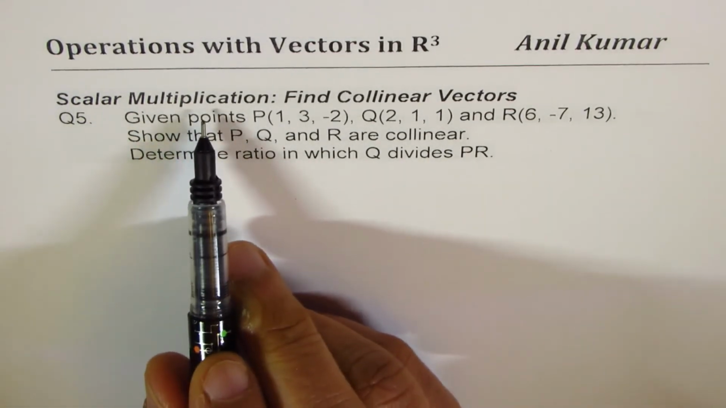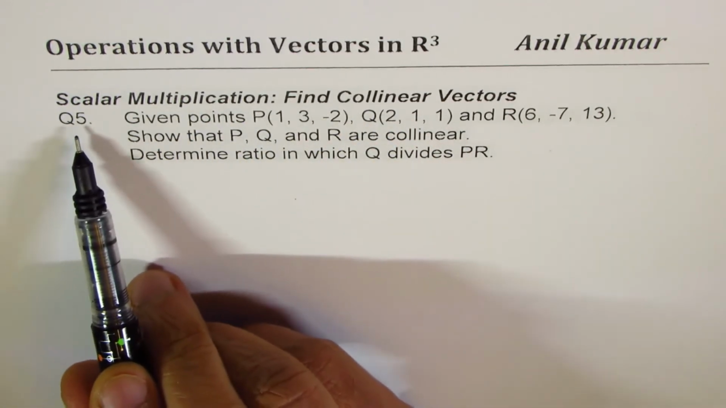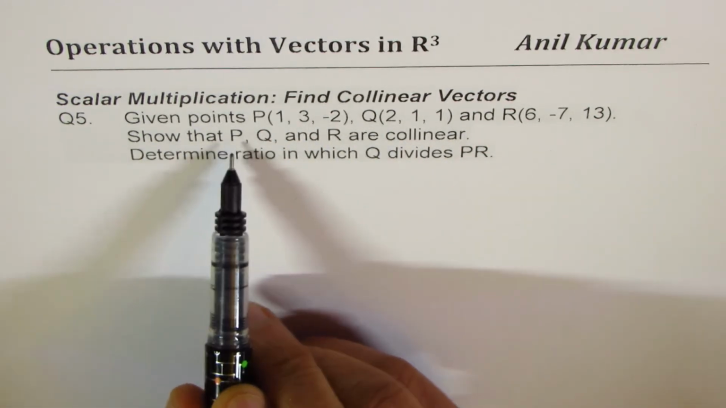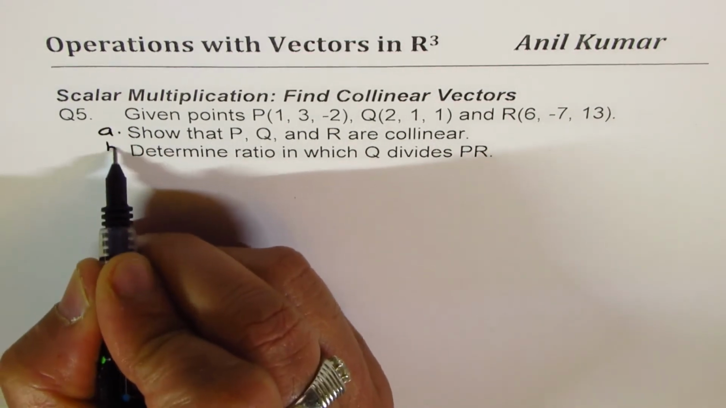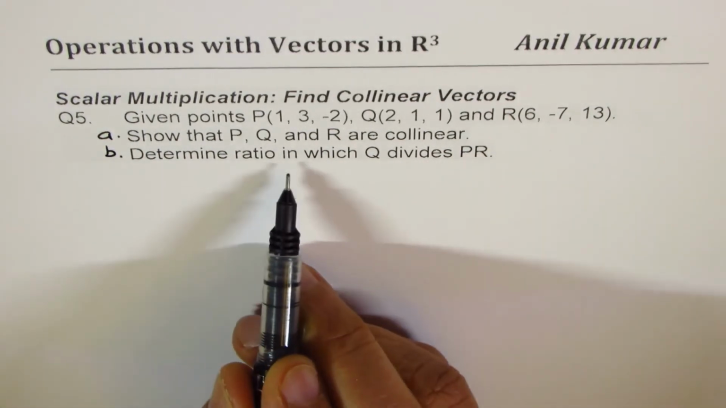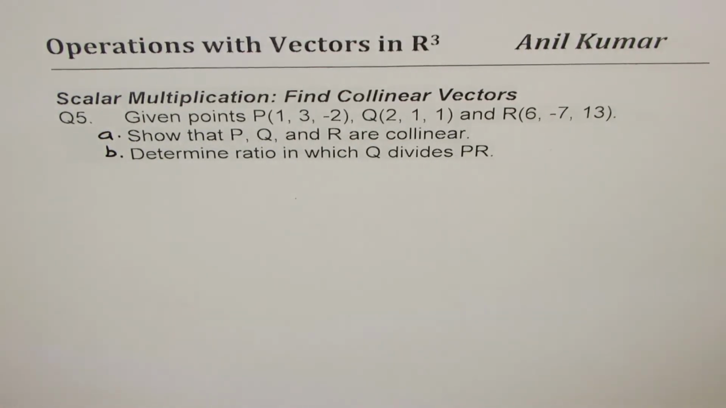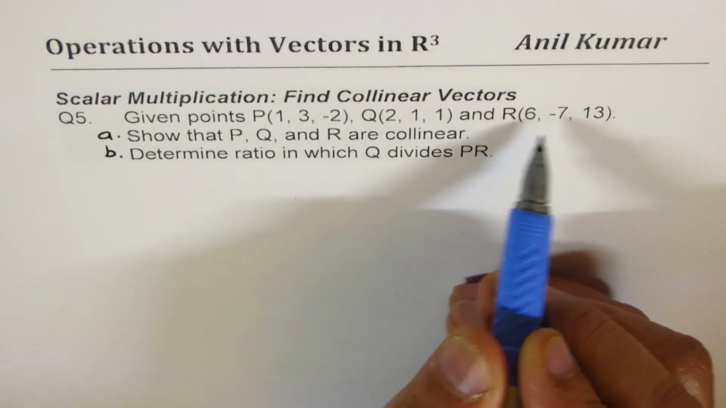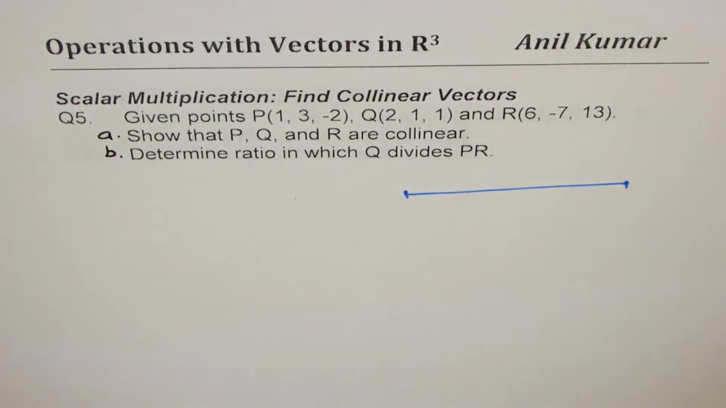It is again on scalar multiplication and the concept is collinear vectors. Question 5 is, given vectors p, q and r, show that p, q and r are collinear. That's part A. And part B is, determine the ratio in which q divides pr. That's interesting. What we are saying here is that we are given points p, q, r are collinear. So that means something like this.